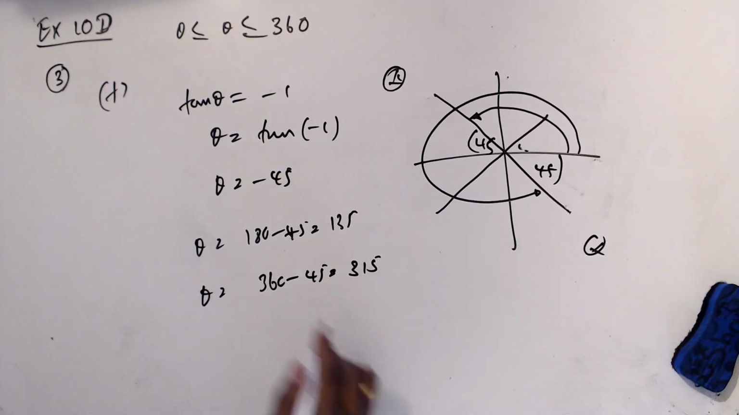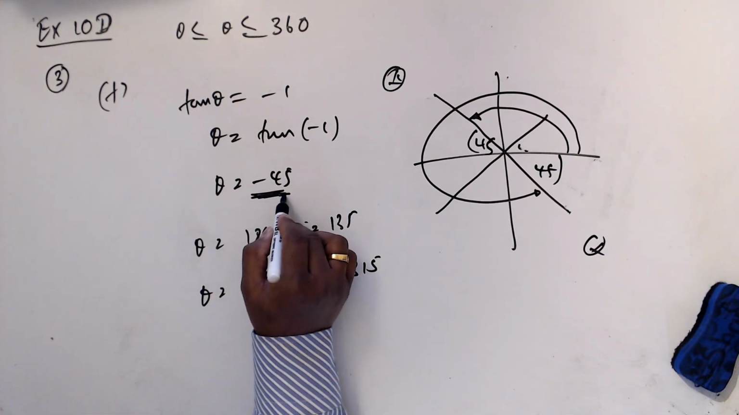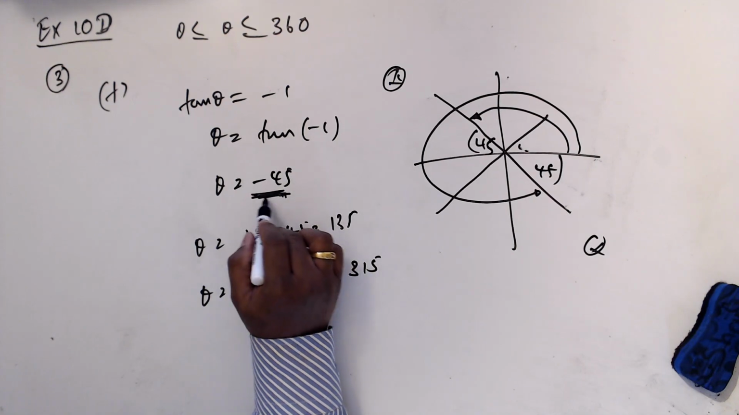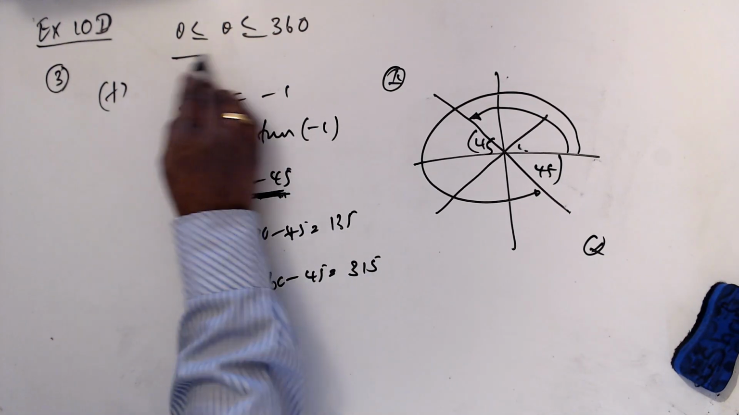315. Why is minus 45 not an answer? It is also an answer, but in this situation it's not acceptable. Why? Because it is out of range.